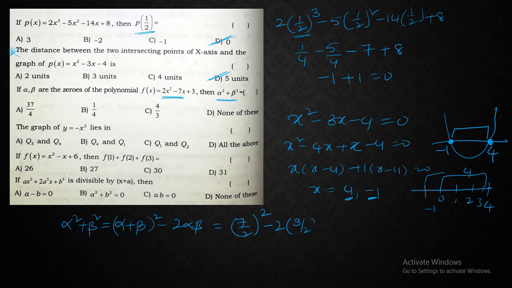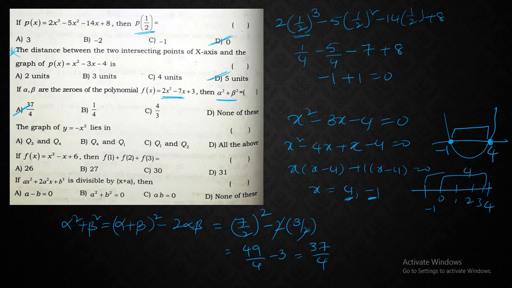So alpha beta is nothing but the product of zeros. So 2 gets cancelled. So this becomes 49 by 4 minus 3. So 49 by 4 minus 3 means, 4 3s are 12, 49 minus 12 is 37 by 4. So the answer is option A.